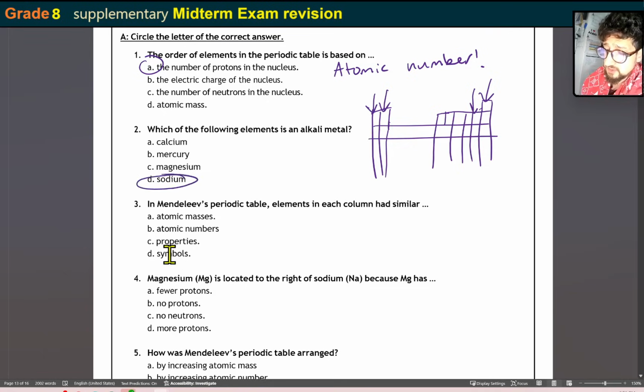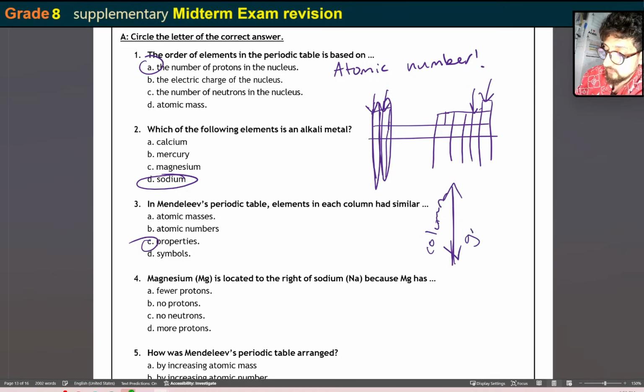In Mendeleev's periodic table, that's how you pronounce it, Mendeleev, because he's Russian, the elements in each column had similar properties. Now he organized the periodic table according to atomic mass as opposed to atomic number, which is what we do today. But they still had similar properties in each column. So the columns are the groups. This way means column or group, while this way is a row or period, okay.